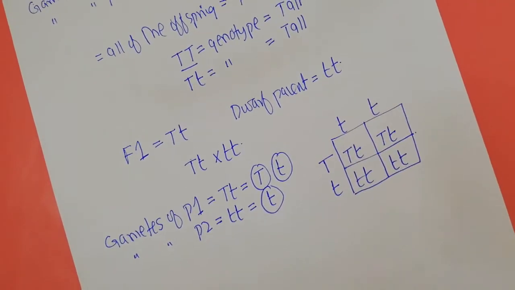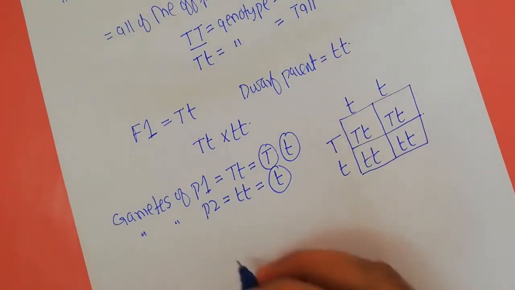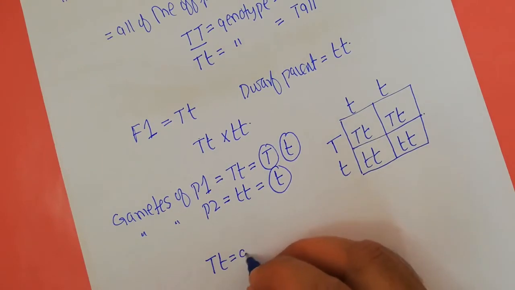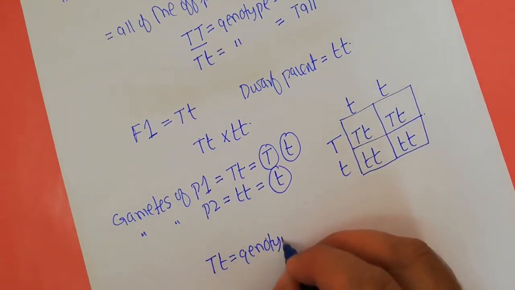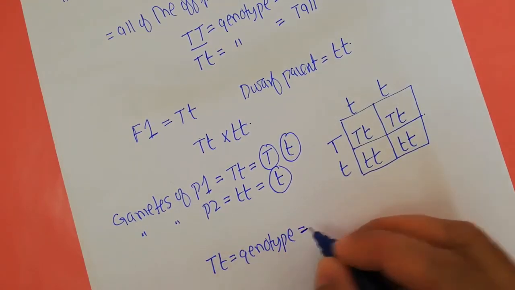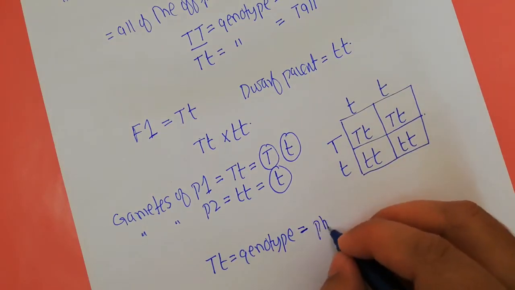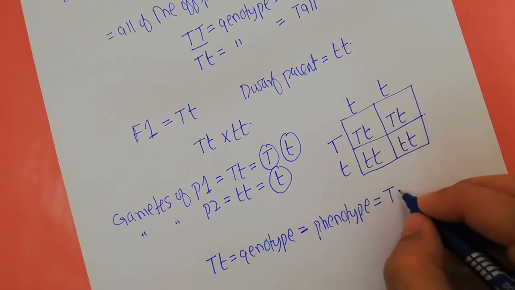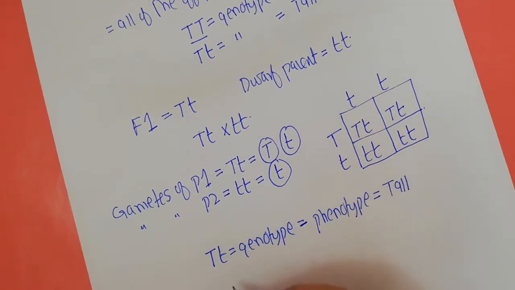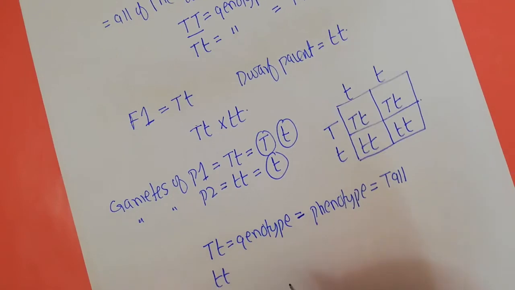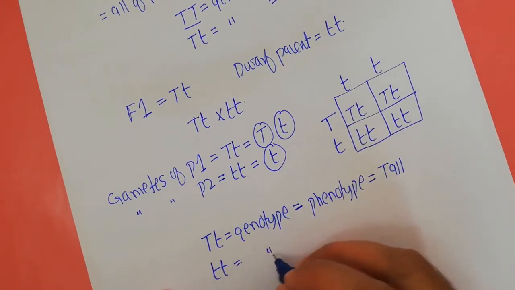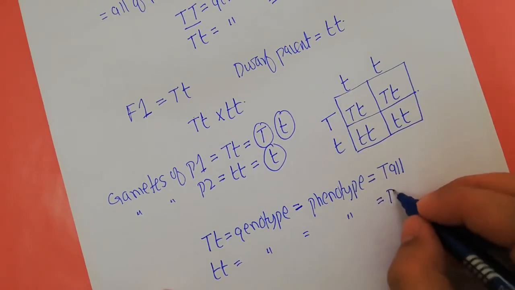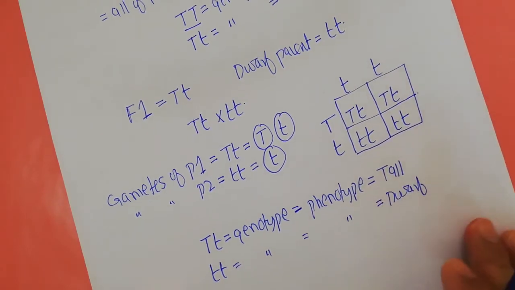Now in this particular cross, this particular genotype, the capital T and the small t, the phenotype for this genotype will be tall, because the capital T is dominant over the small t. And if you talk about this genotype, the small t and the small t, the phenotype for this genotype will be dwarf, because both of the alleles are recessive in nature.